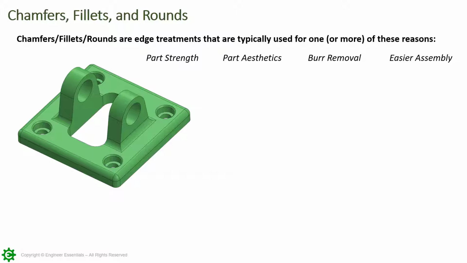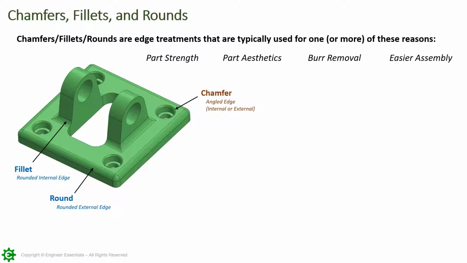The most common edge-type features on your parts will be chamfers, fillets, and rounds. Chamfers, fillets, and rounds are edge treatments that are typically used for one or more of these reasons. It could be due to part strength, aesthetics, burr removal, or easier assembly. As you can see, we have all three types on this part right here.